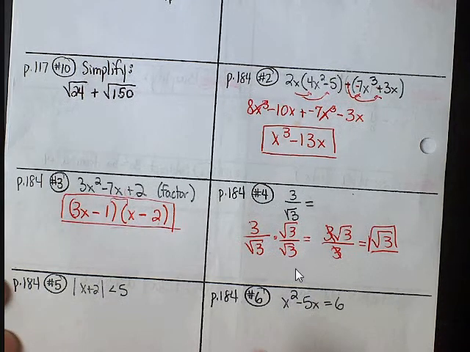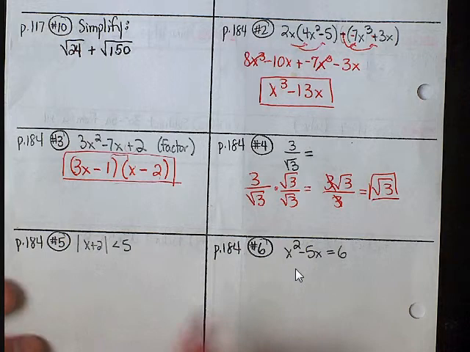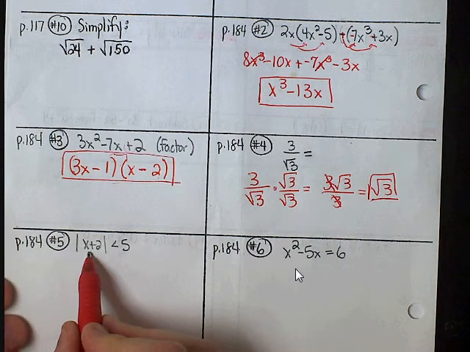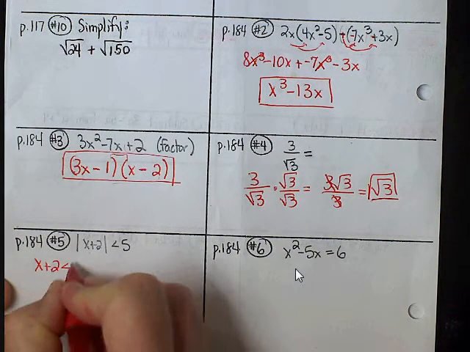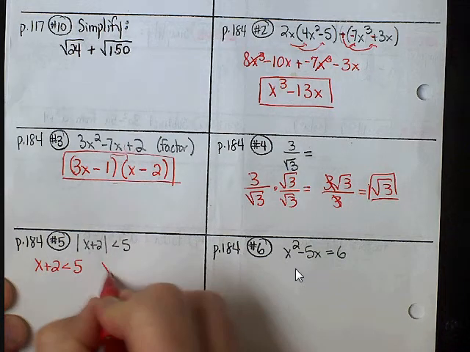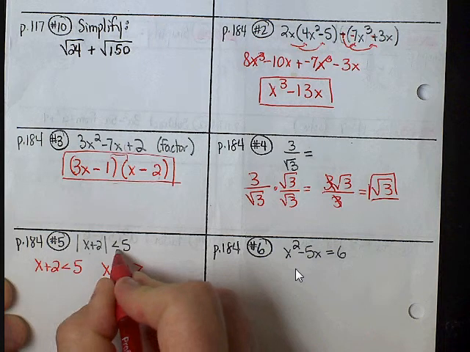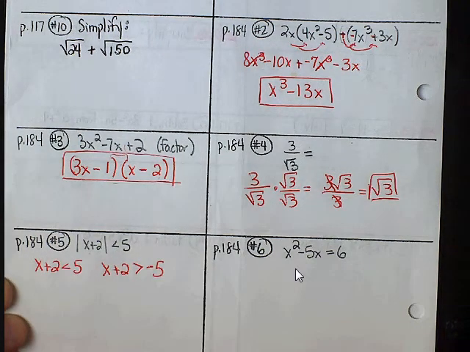Page 184, number 5, we're dealing with an absolute value problem. You have to remember to create two inequalities here. The first inequality is the exact inequality you see. The second inequality is going to be the same thing inside. You change the inequality from less than to greater than, and then you change the sign on the other side.